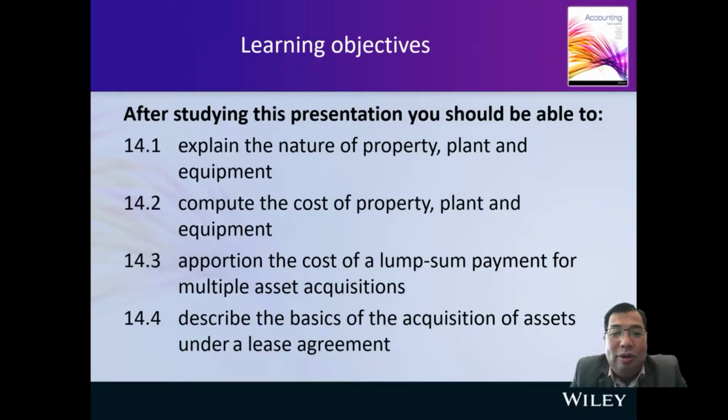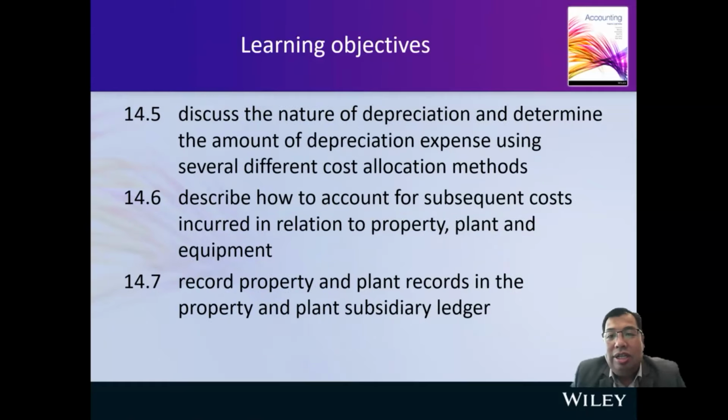But in this lecture, I'm going to give you some basic idea how to determine the cost of property, plant, and equipment. Number three, how are we going to apportion the cost of a lump sum payment for multiple asset acquisition? Describe the basics of the acquisition of an asset under a lease agreement. Discuss the nature of depreciation. This is the most important part in this lecture, that is how to calculate depreciation using different methods. And also subsequent costs related to the property, plant, and equipment.